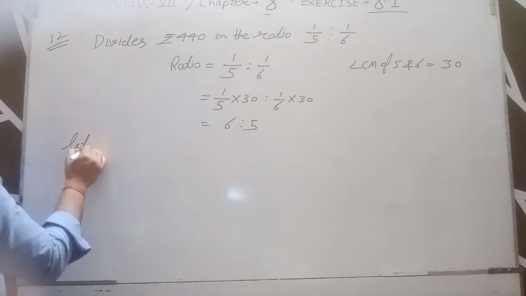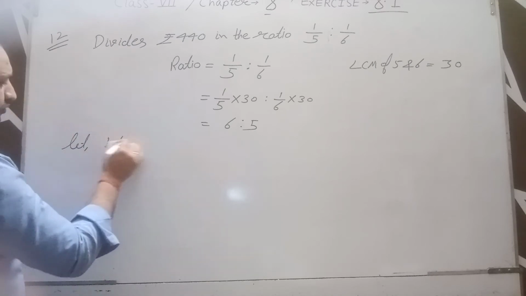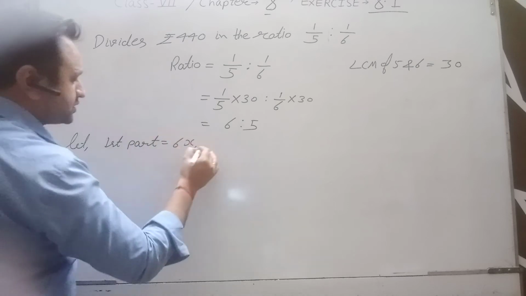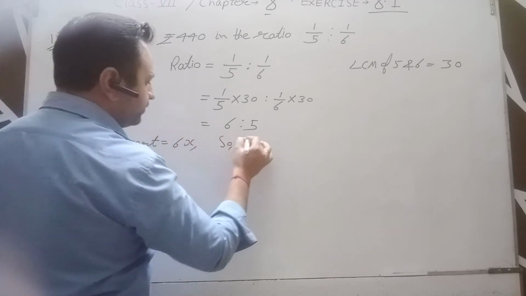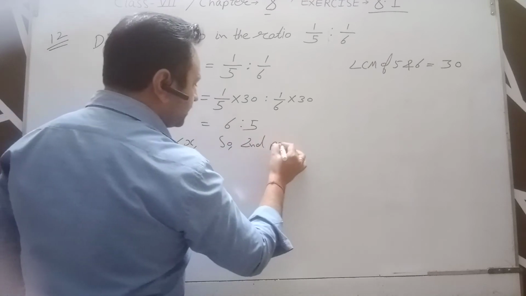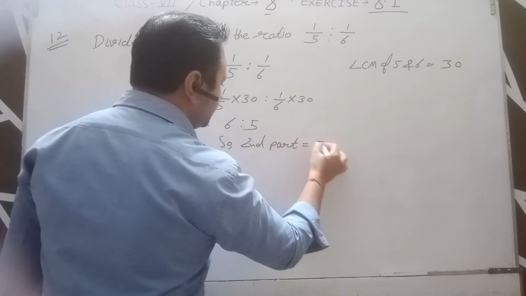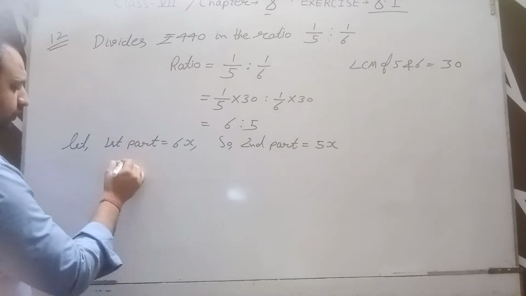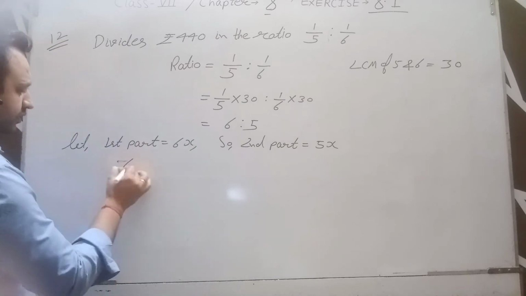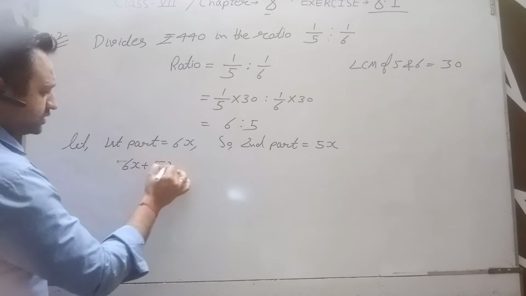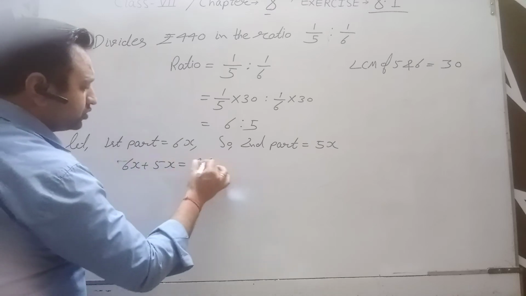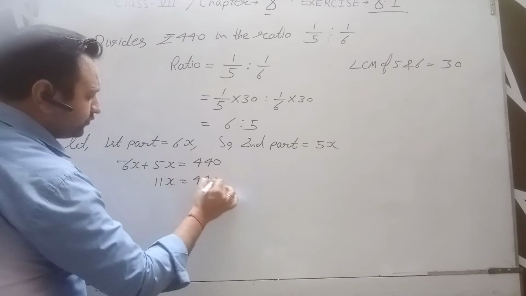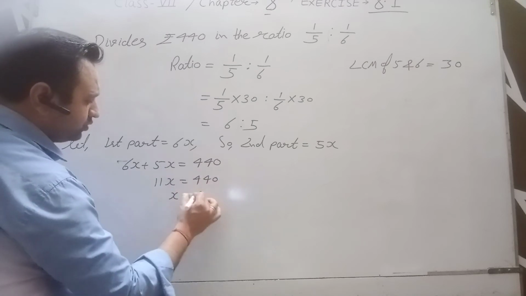Let first part is 6x, so second part obviously 5x, and the sum of these two parts is equal to the total amount. It means 11x equal to 440, so x is equal to 40.